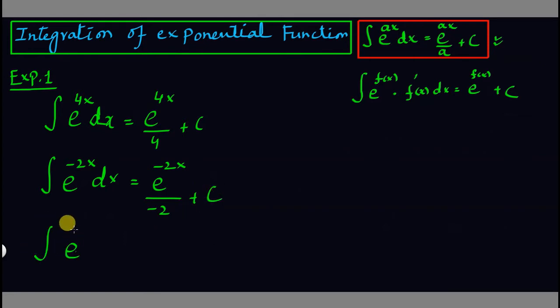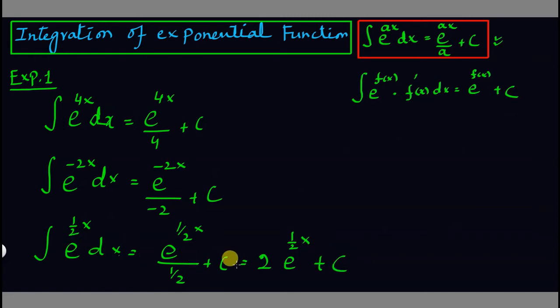Similarly, if you have e raised to power 1 by 2x dx, then you will get e raised to power 1 by 2x divided by 1 by 2 plus c, and finally after some simplification you will get e raised to power 1 by 2x plus c. So this will be your final answer. This is basically the rehearsal of the formula e raised to power x, and this is a very simple way to find the result.